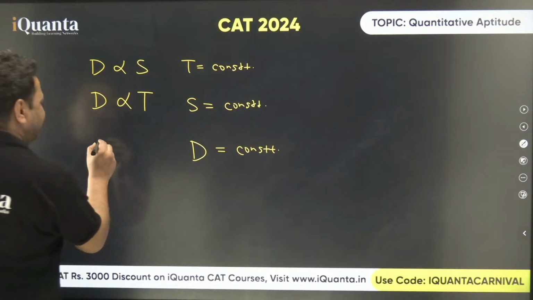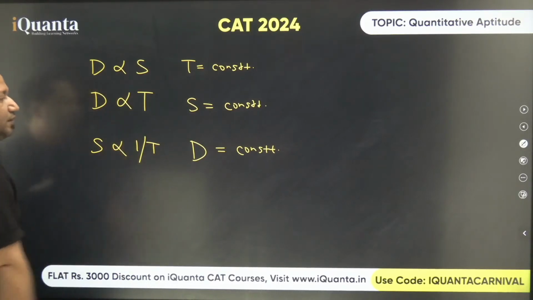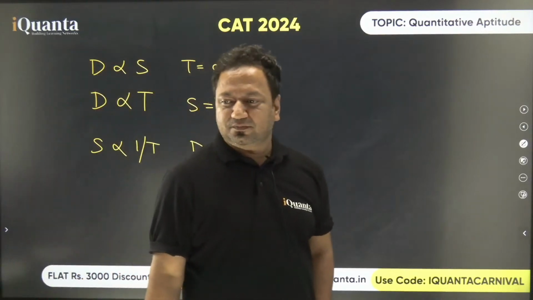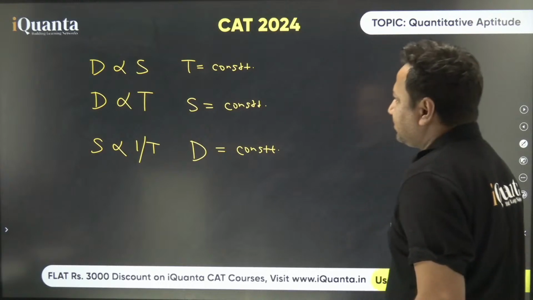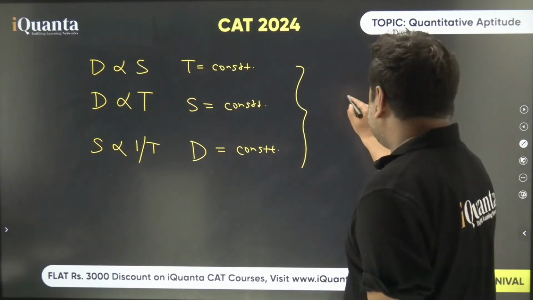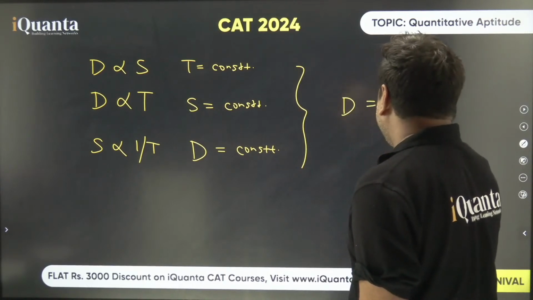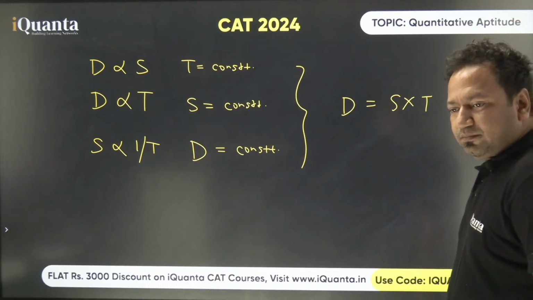So speed and time will be inversely proportional. All right, quite obvious. Combining all of it, distance will be equal to speed multiplied by time.